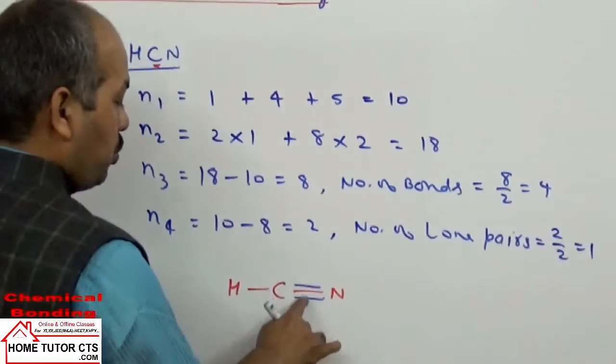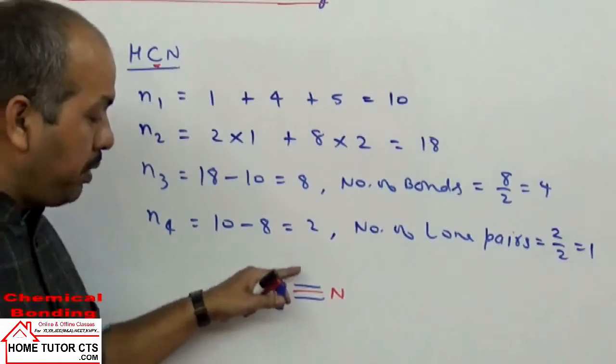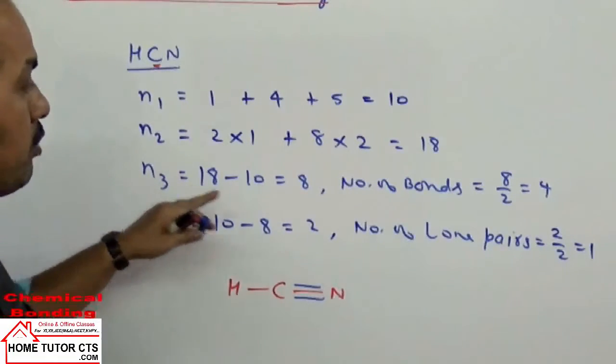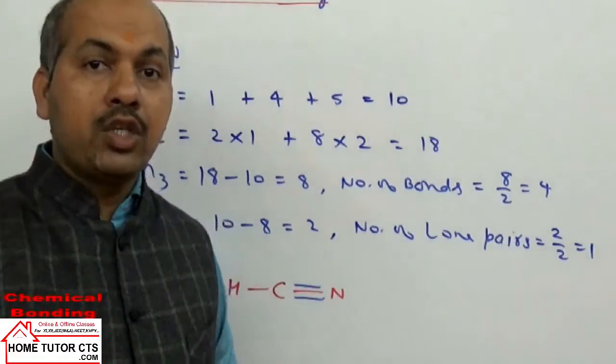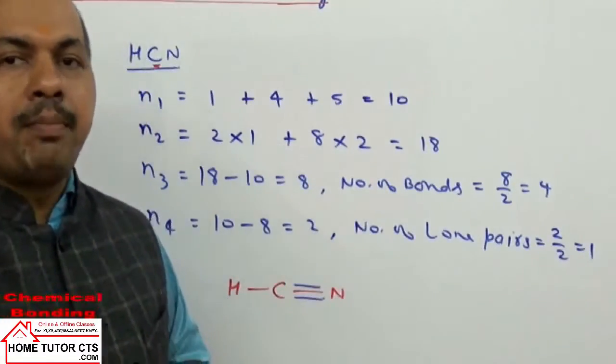So these 2 atoms should have 3 bonds, or we have a triple bond between 2 atoms. And now after this, we place lone pairs. We place lone pairs on different atoms so that atoms can have a complete octet.